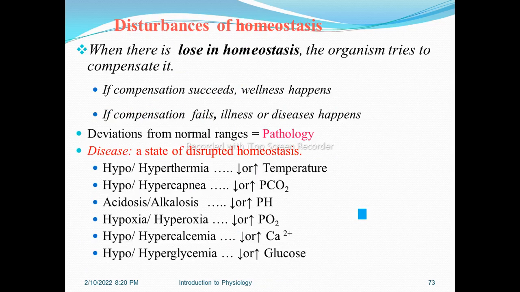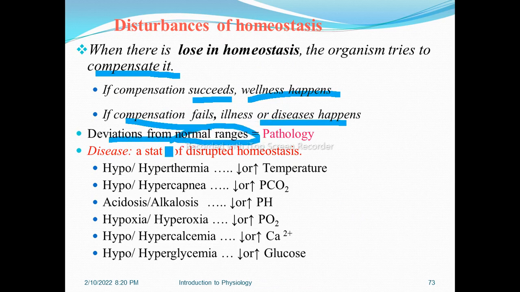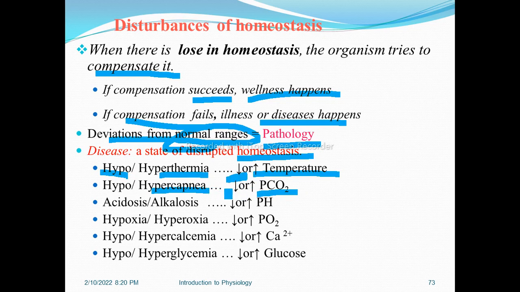So this is all about the normal values. When there is loss of homeostasis, the organism tries to compensate for it. If compensation succeeds, wellness happens. If compensation fails, disease happens. Deviation from the normal range is known as pathology. So in a state of disturbed homeostasis, there will be deviation. If temperature is increased in our body, we say hyperthermia. If temperature is decreased, we say hypothermia. If partial carbon dioxide increases, we say hypercapnia, and if it decreases, hypocapnia.